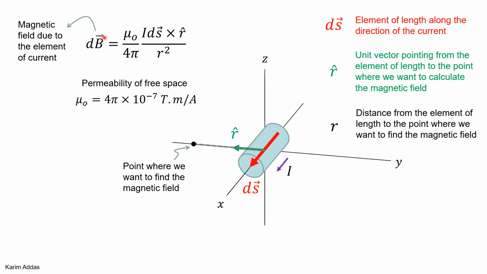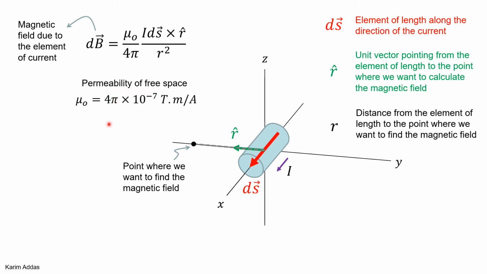So dB is the magnetic field due to this small current element only. Remember that this small current element just can't appear from nowhere. It must be part of a continuous circuit, but we didn't show the rest of the circuit here. Mu naught is just a constant. It's called the permeability of free space. For our purposes, it's just a constant that has this value.